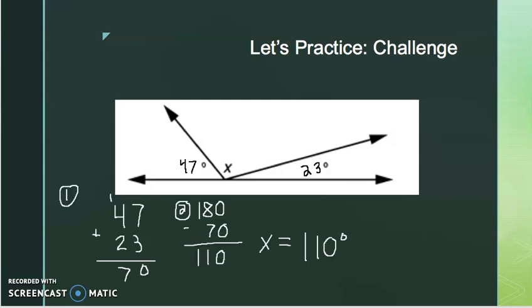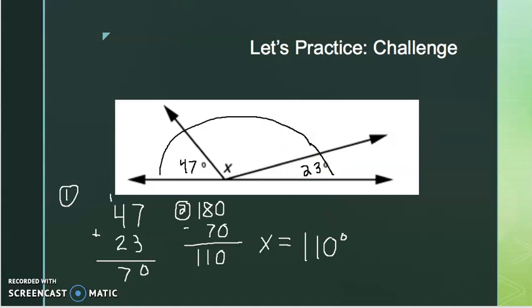All right, I'm excited to find out if we got the same answers. So here's how I attacked this problem. When I looked at it, I did see that we had a supplementary angle on here. I saw that this whole thing together, 47 plus x plus 23, is going to be equaling 180 degrees.